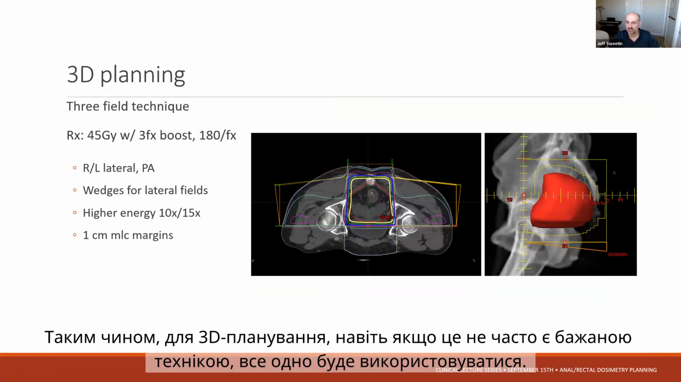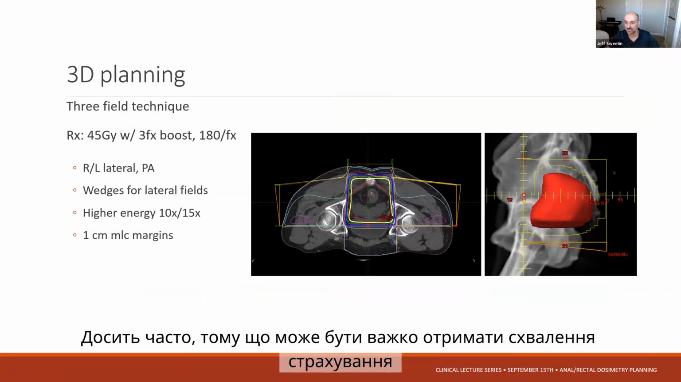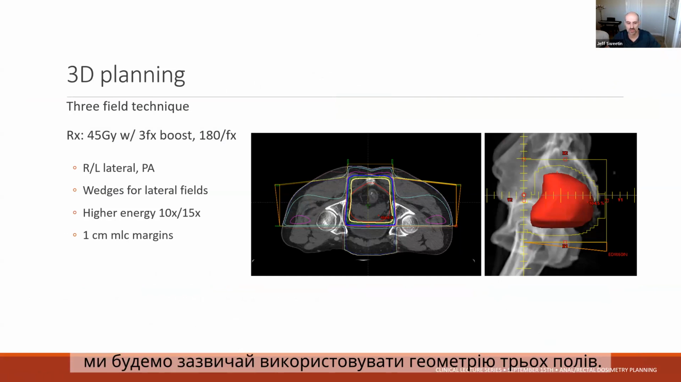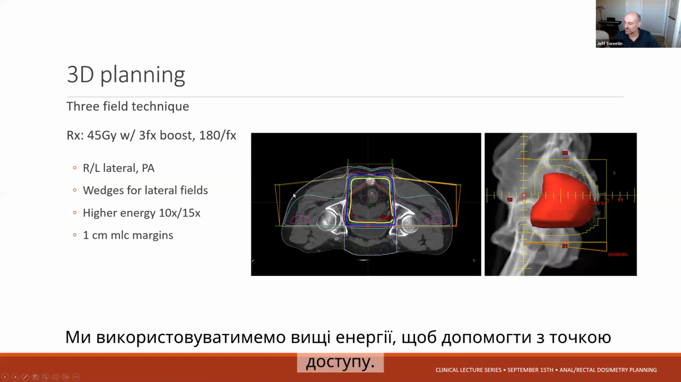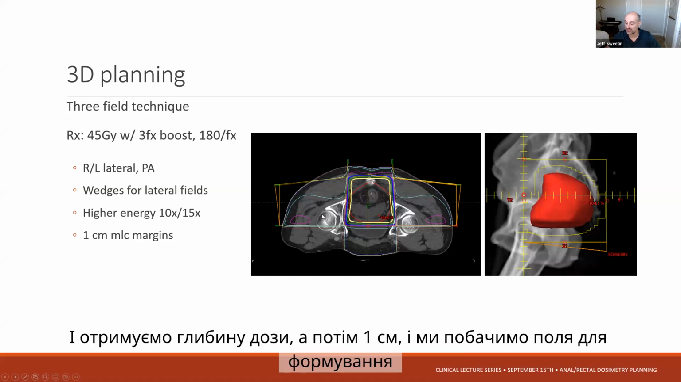So for 3D planning, even though it's not often the preferred technique, we'll still use it pretty frequently since it can be difficult getting insurance approval for IMRT, as Dr. Poland mentioned. But what we commonly use is the 3-field geometry. So we'll have a PA field with wedged laterals and the heel of the wedge towards the PA field. We'll use higher energies to help with hot spots and getting the dose at depth, and then 1 cm MLC margins for shaping the dose.